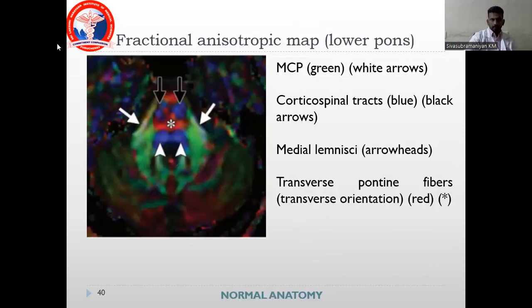So on the fractional anisotropy map, the middle cerebellar peduncle is shown in green over here on either side, and the corticospinal tracts that descend are shown in blue over here, and the medial lemnisci are also shown in blue with an arrowhead. And you have the transverse pontine fibers that are oriented in red. So this is a normal anatomy, and these transverse pontine fibers are predominantly affected in an abnormal anatomy.